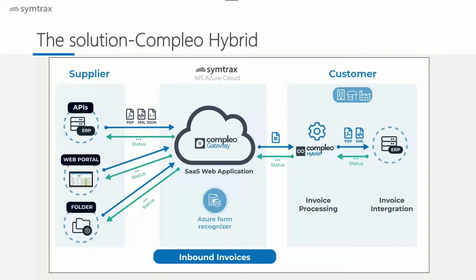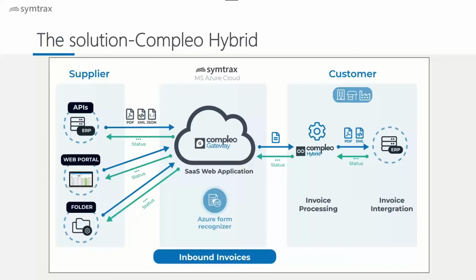If you look at the schema, the supplier has three main channels through which the invoice can be sent to the customer. Coming to the first channel, CombiHybrid has web API connectors using which we can integrate with the supplier's existing ERP. Once the integration happens, whenever the supplier creates a new invoice, it will be automatically identified, retrieved, processed, and sent to the customer.